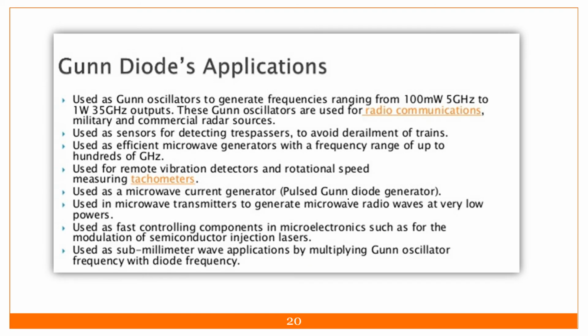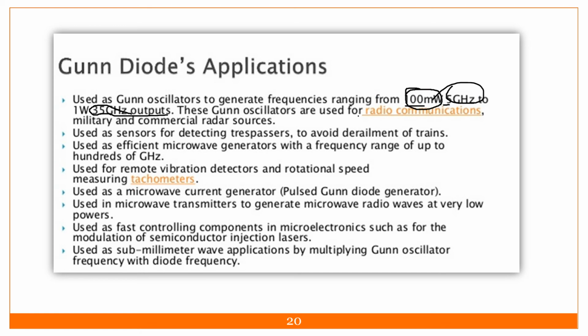We will discuss some of the applications of the Gunn diode. The Gunn diode is used to oscillate, or it will give frequency from 5 gigahertz at 100 milliwatt to 35 gigahertz at 1 watt output. Means if you want frequency from 5 gigahertz up to 35 gigahertz, with power output of 100 milliwatt to 1 watt, you get it from the Gunn diode oscillator.